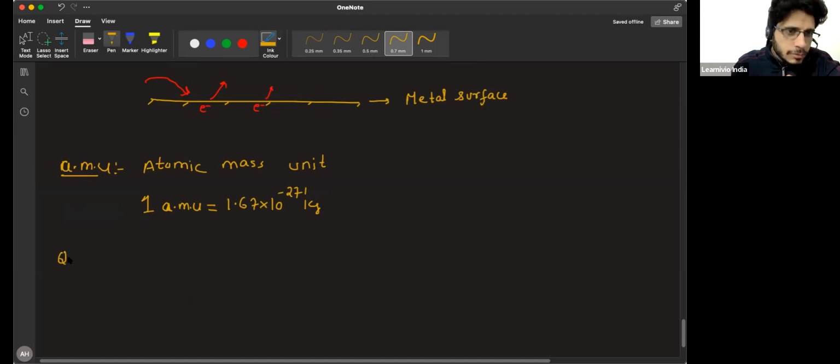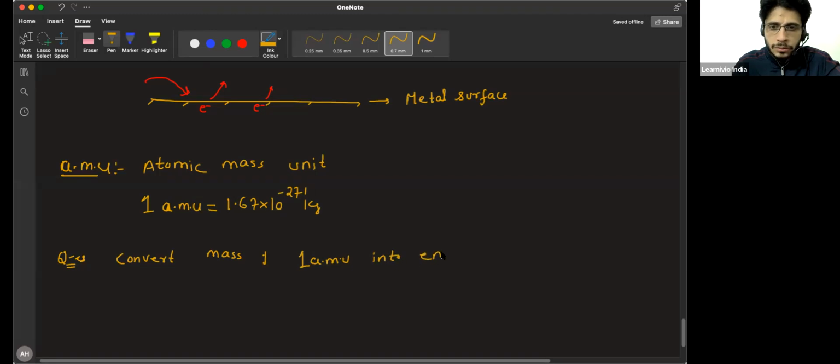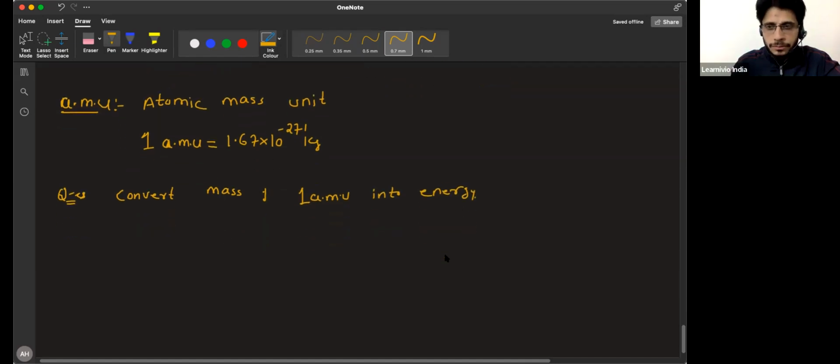Then there is a question. Convert the mass of 1 AMU into energy. So Faisal, which relation will you use to convert mass into energy? E is equal to mc square.